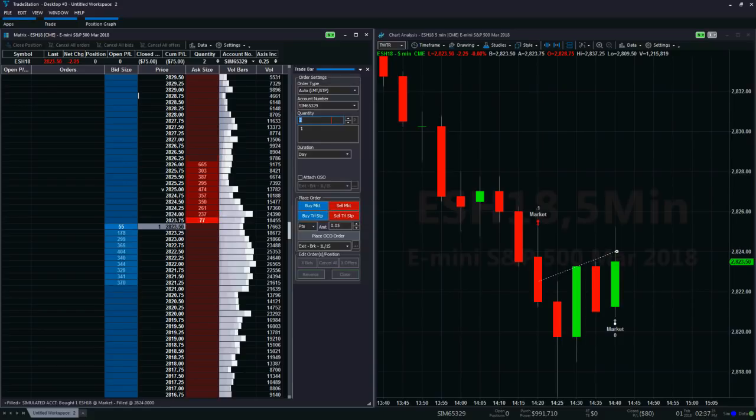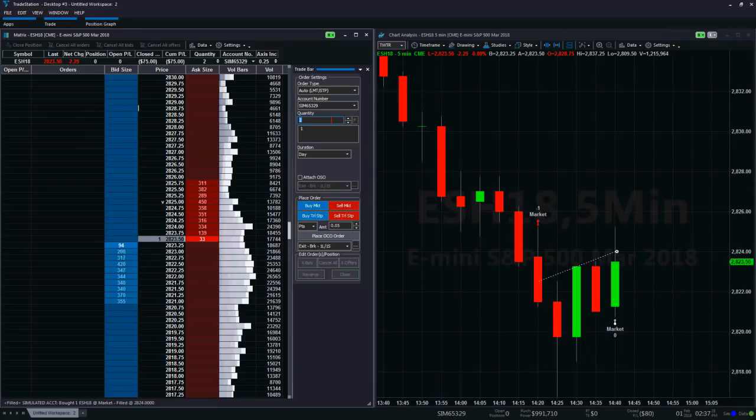If it goes up a couple points, I want to exit one and leave the other one running for more profit, maybe a couple points higher than that. But on the downside, I want that stop to trail so that if my position goes in my favor and I start making money, I want the stop to be moved in my favor as well. So let's go ahead and put in that trade.